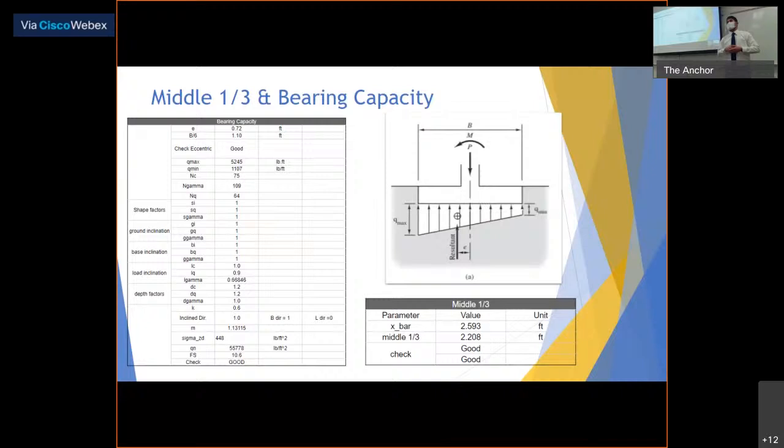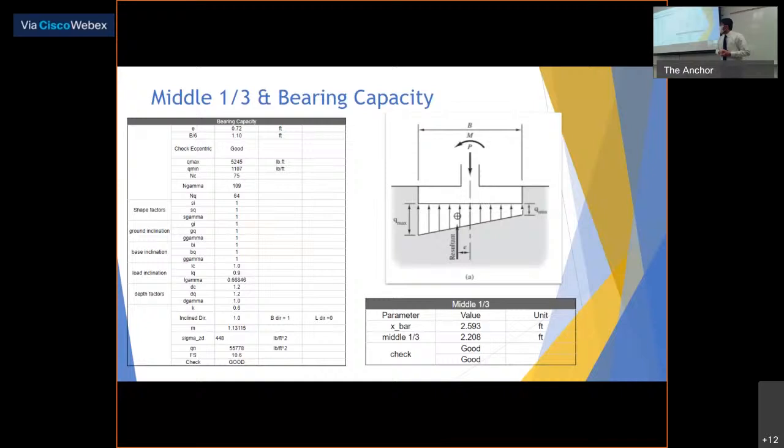So in order to calculate this, we just had to calculate exactly where that X bar or resultant force was acting, which was at 2.593 feet, and the middle one-third started at 2.208, which makes that check good. So in order to move on from there, we had to go to the bearing capacity check.